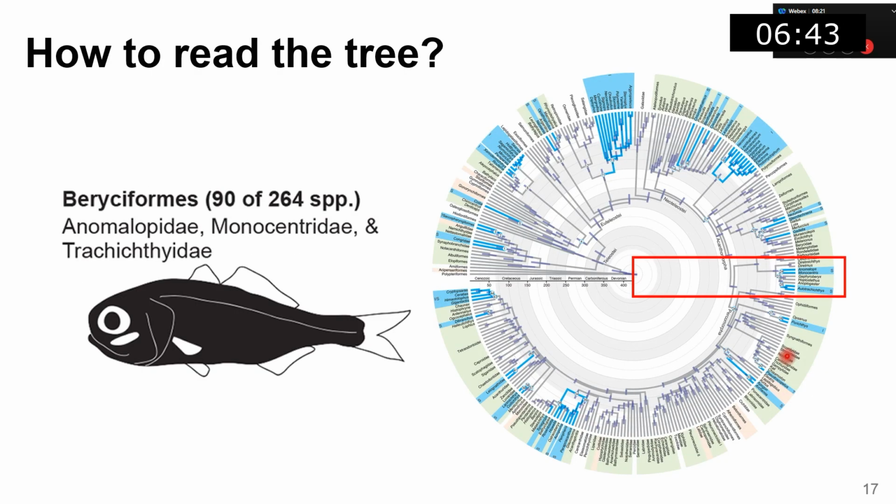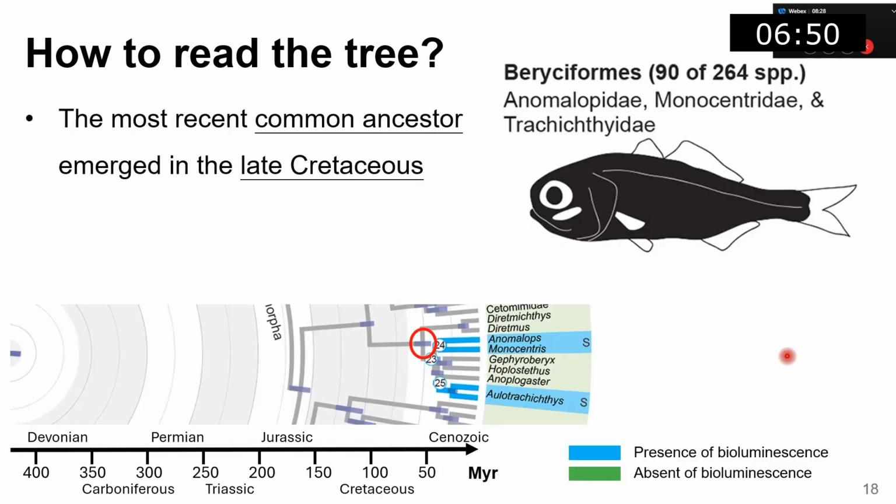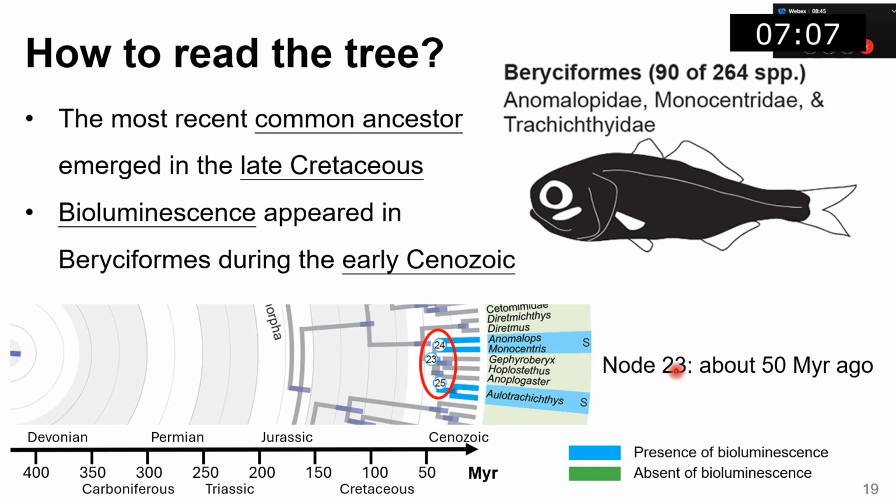So how do we read the phylogenetic tree? I take the Beryciformes as an example. First, we can know that the most recent common ancestor of the Beryciformes appeared in the late Cretaceous, from here to here. Second, bioluminescence appeared in the Beryciformes during the early Cenozoic. We can see node 23 is about 50 million years ago.